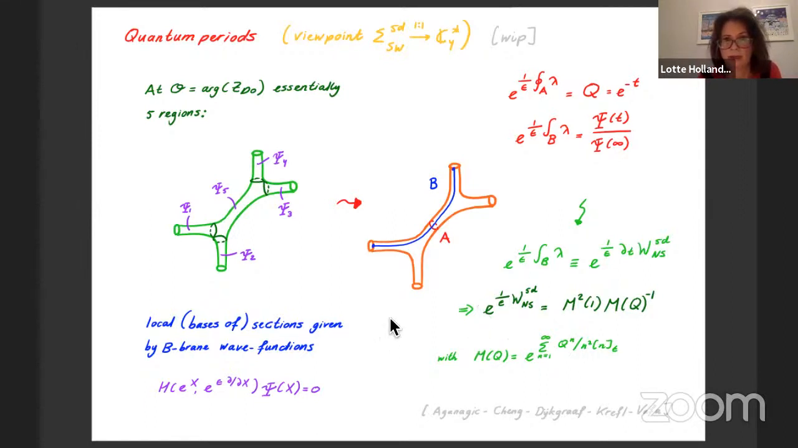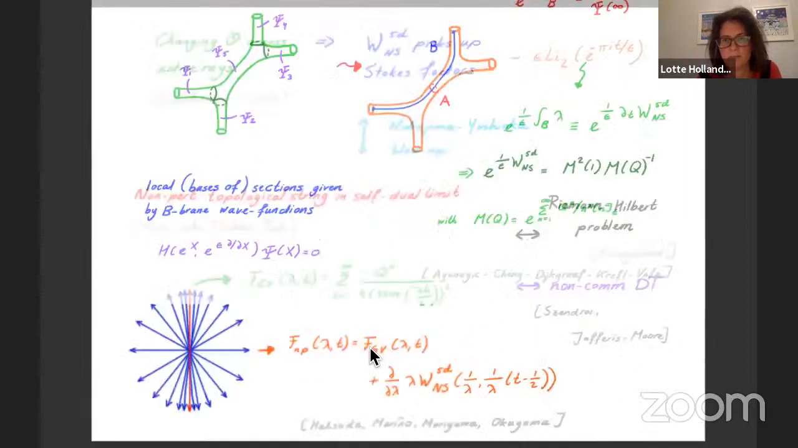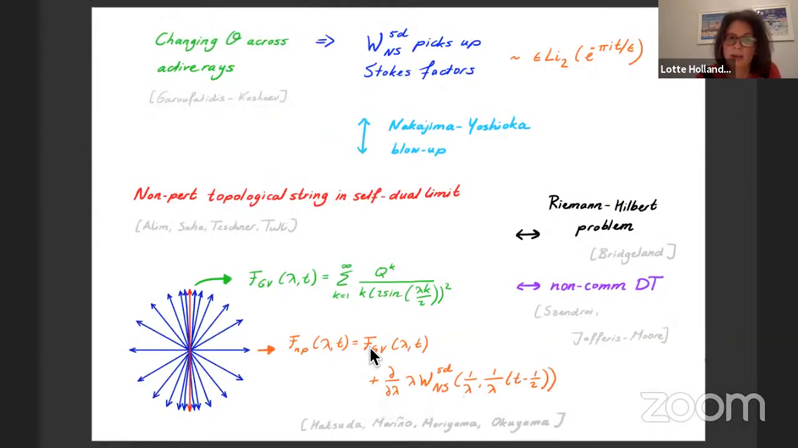So this would be, in sort of the easiest example that you could think of, in 5 dimensions. Now, if you change this phase, if you would consider this more general superpotential, then again, as before, the superpotential picks up these factors, which are proportional to the Lie logarithm, and so this relates very nicely to some recent work on non-perturbative structures in the topological string theory in the self-dual limit.